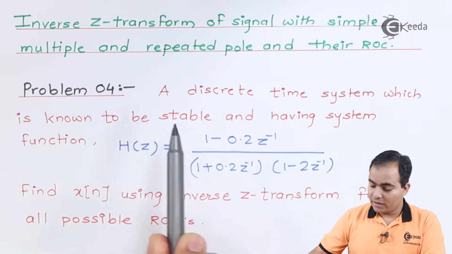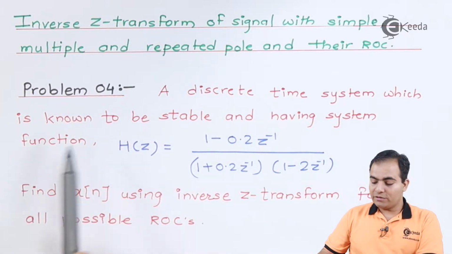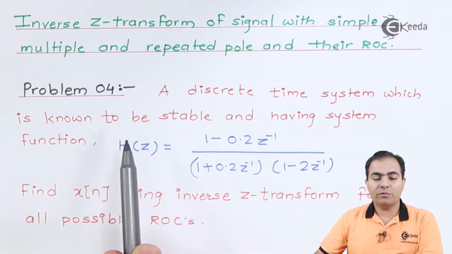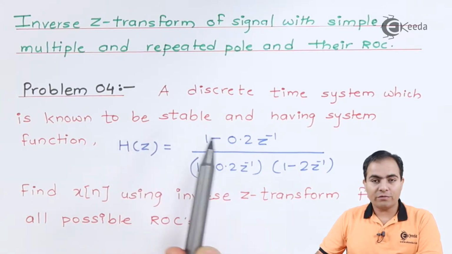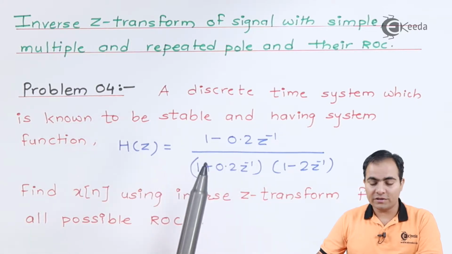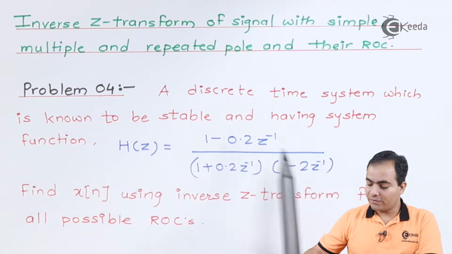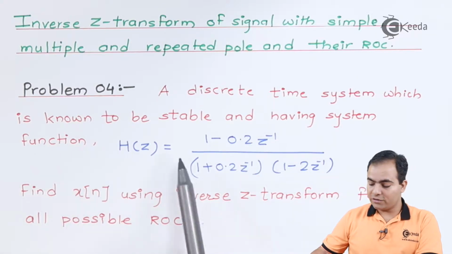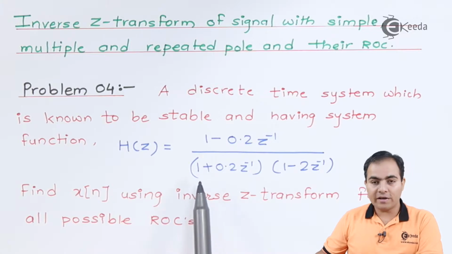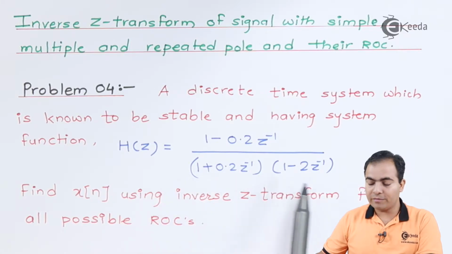Problem number 4. A discrete time system which is known to be stable and having a function. Here it is mentioned that it is known to be stable, which means we are not going to check the stability of the given function. We'll only find the inverse Z transform. It has a system function H of z, in the numerator we have 1 minus 0.2 Z inverse, and in the denominator we have 1 plus 0.2 Z inverse and 1 minus 2 Z inverse.